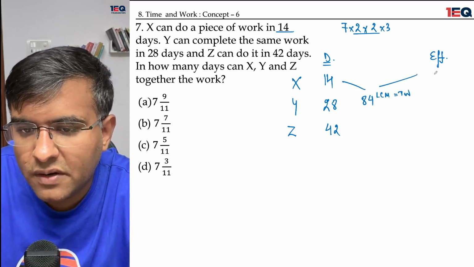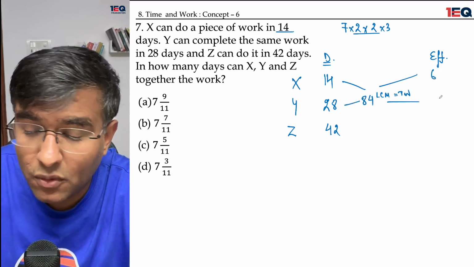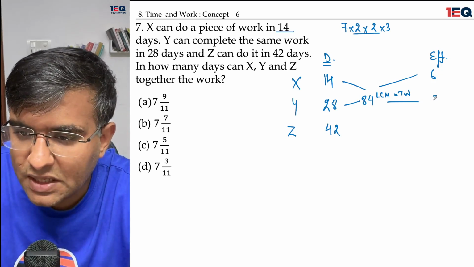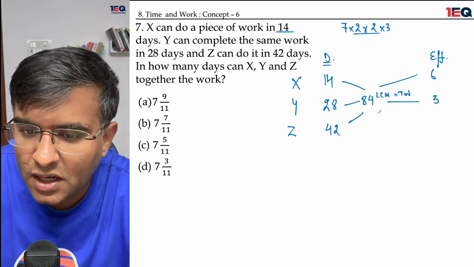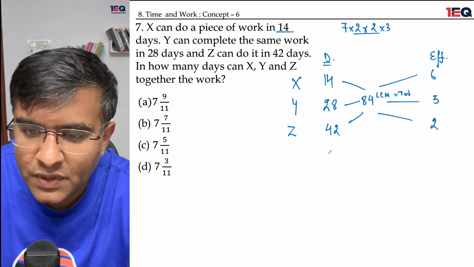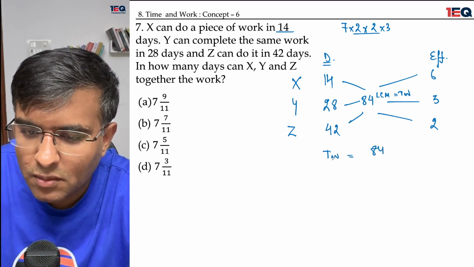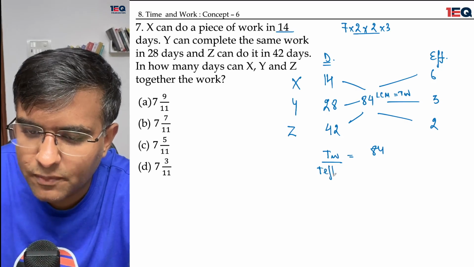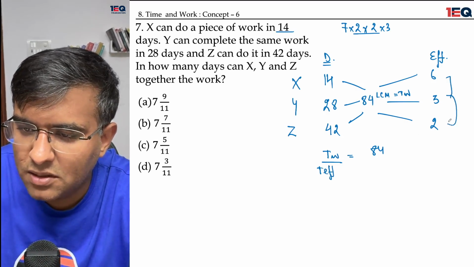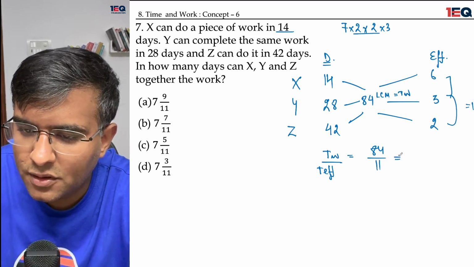Now 84 divided by 14 gives me an efficiency of 6. 84 divided by 28 gives me an efficiency of 3. And 84 divided by 42 gives me an efficiency of 2. My total work with me is 84. My total efficiency is 6 plus 3 plus 2, which is 11. So this is going to come in the denominator.